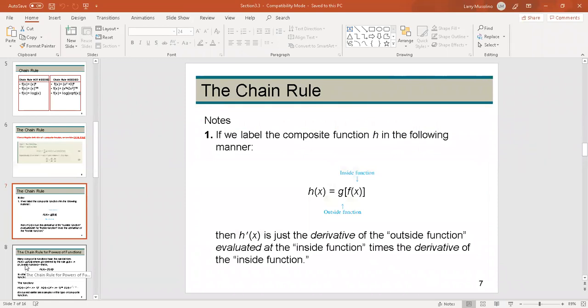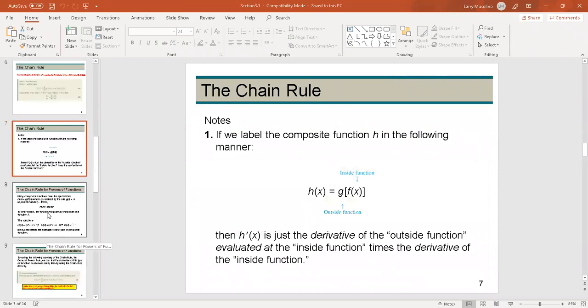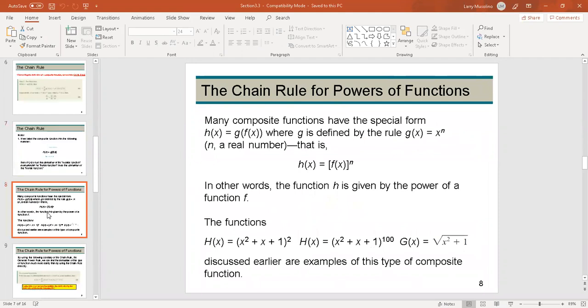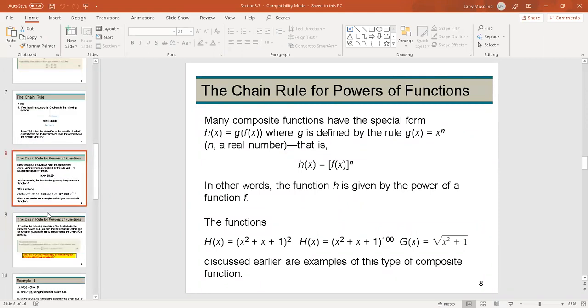Okay, so think about it as the outer function and then the inner function. And then when you take a derivative, you're going to take the derivative of the outer and multiply it by the derivative of the inner.